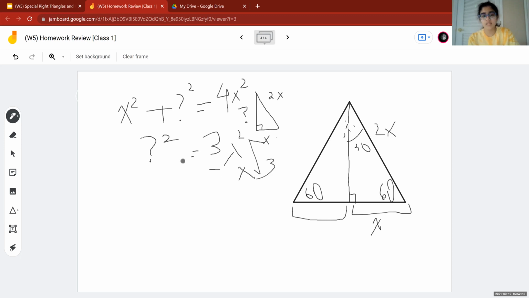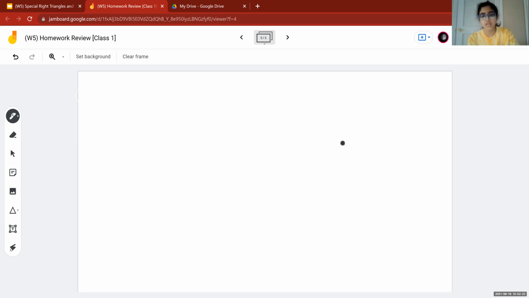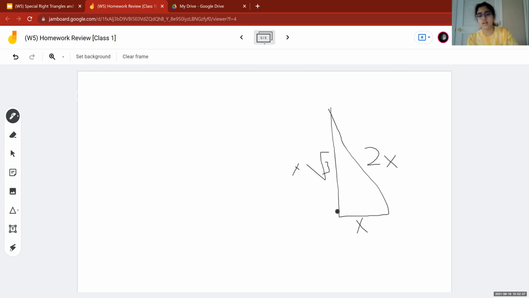So that means that our relationship for a 30-60-90 triangle must be x, 2x, and then x radical 3, as we have used the Pythagorean theorem and 60 degrees in an equilateral triangle to prove this. So does anybody still have any questions? Because we know that it might have been a bit confusing.